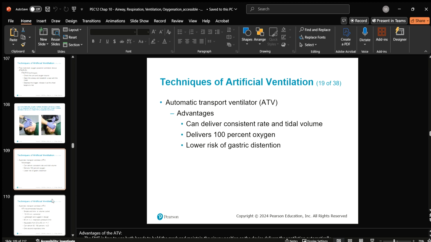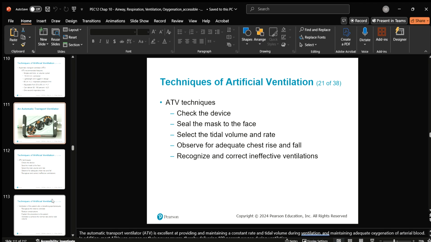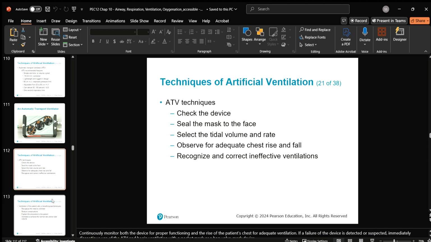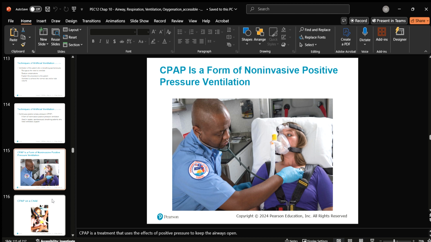Automatic transport ventilators. You may or may not have these in the truck. I know AMR does not. But here's an example of the ventilator. And if you don't know how to use it, it's not good. Not knowing how to use your equipment is setting yourself up for failure. We're not really talking about ATVs too much, but we are going to talk about CPAP, because as EMTs, we should definitely know how to use it.